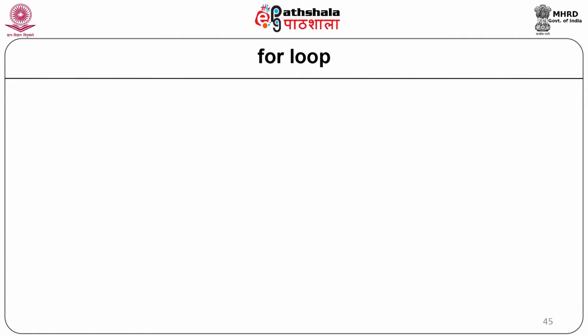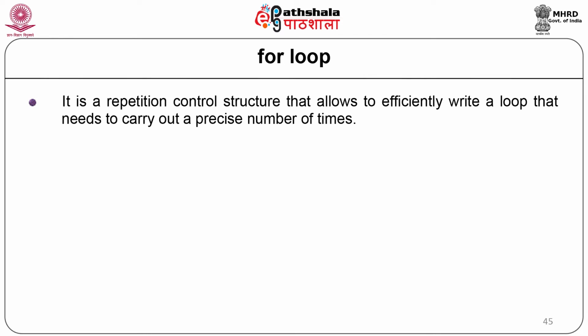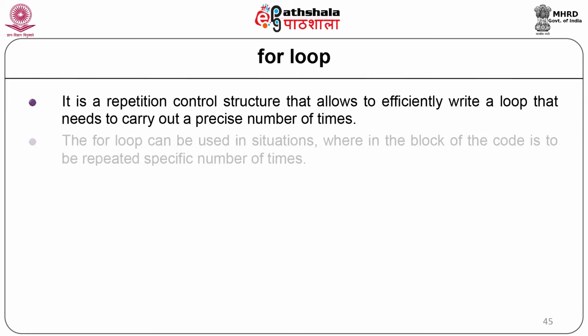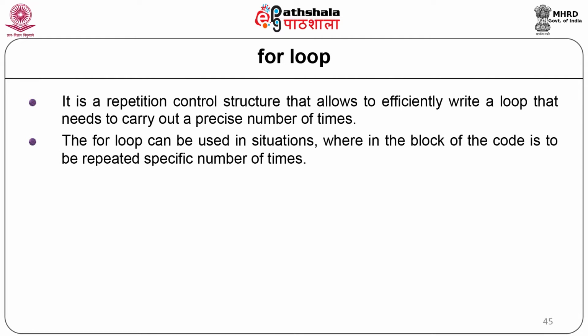The next is the for loop. It is a repetition control structure that allows you to efficiently write a loop that needs to carry out a precise number of times. The for loop can be used in situations wherein a block of code is to be repeated a specific number of times.